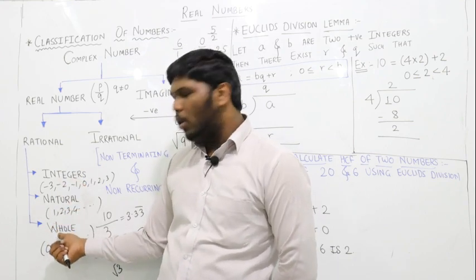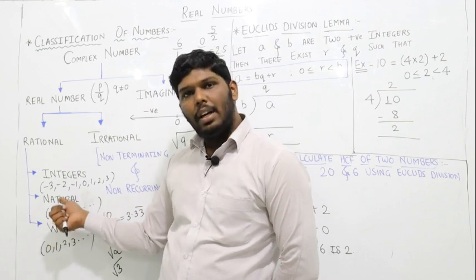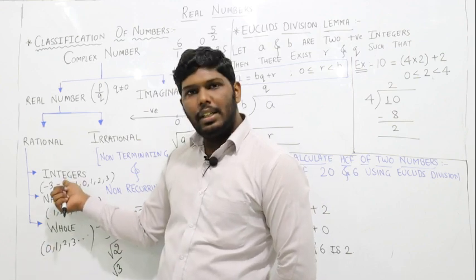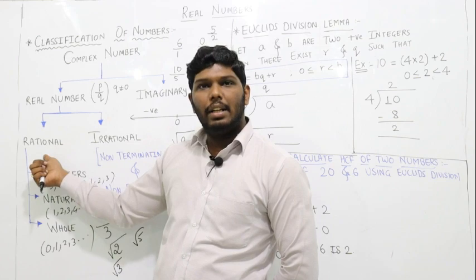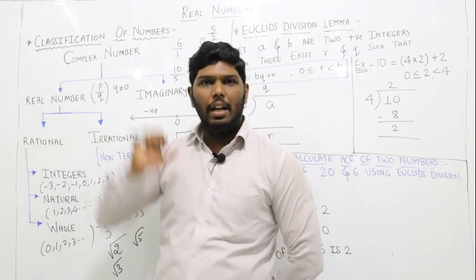So we can say every whole number is a natural number, every natural number is an integer, every integer is a rational number, every rational number is a real number.